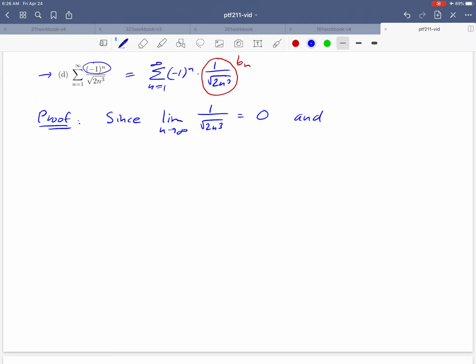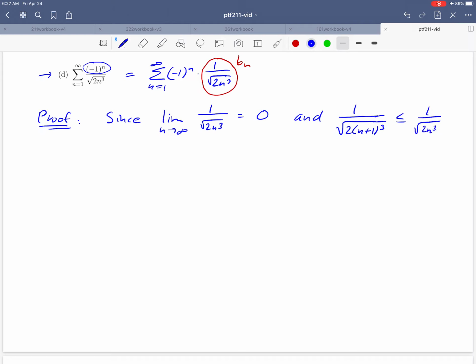The other thing that we wanted to check is that the b_n terms get smaller. In other words, if you have one term and the next term, you always want the next term to be smaller than the term before it. So what we'd like to be able to say is that b_(n+1) is less than b_n.